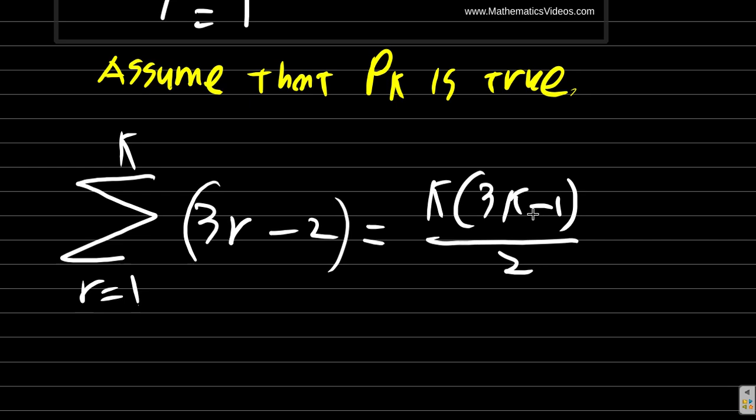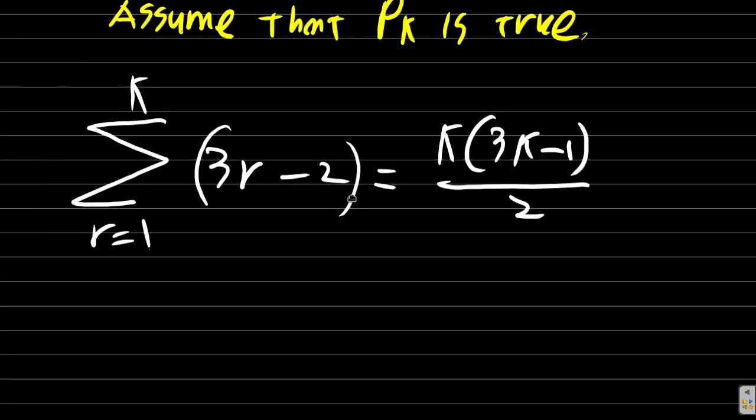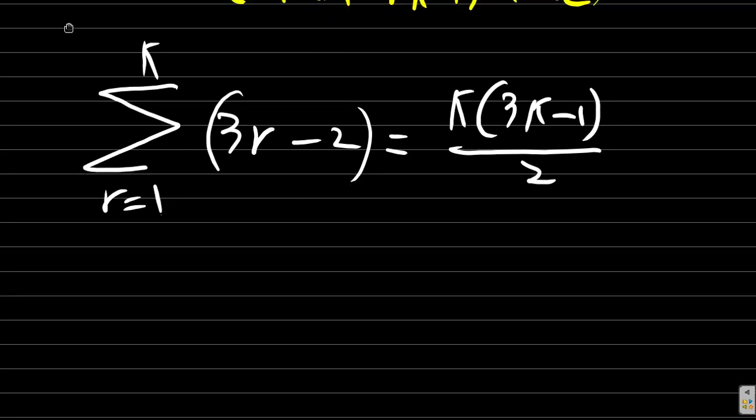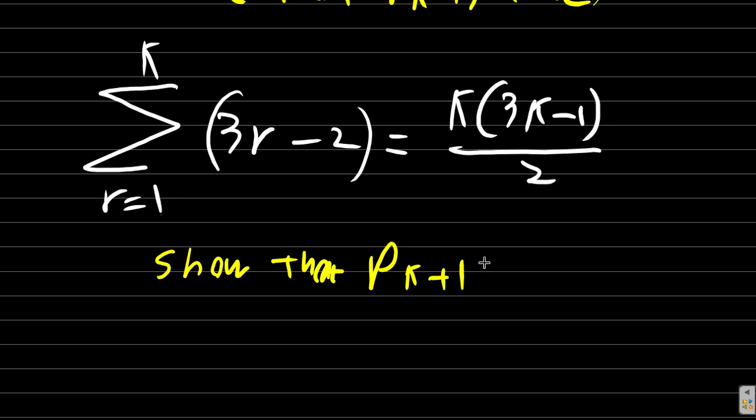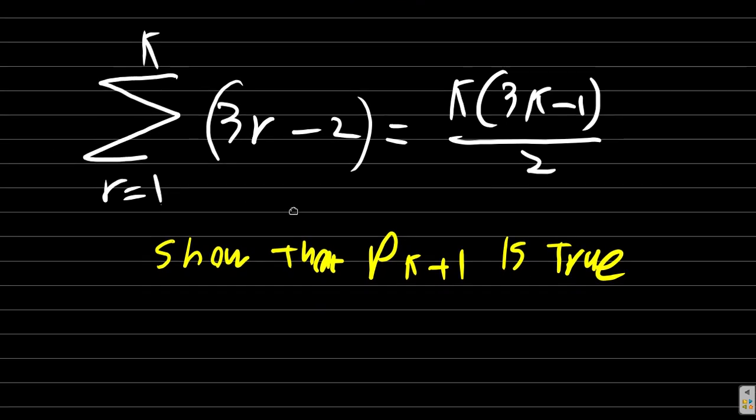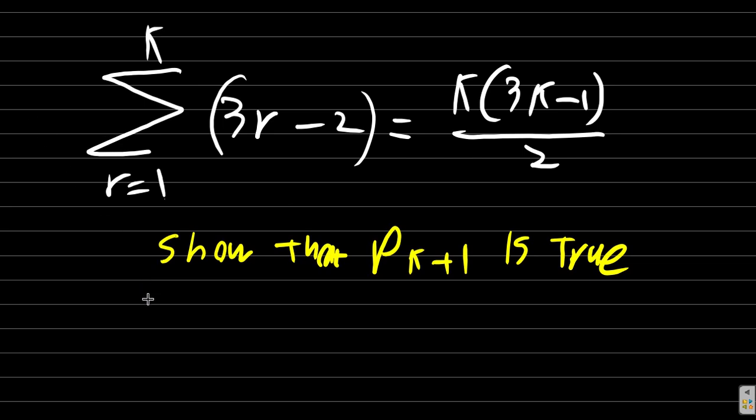Now the thing is, you are faced with the question, what happened to the number after k? So, what you must do now, show that pk, the number after k is k plus 1. So we'll show that pk plus 1 is true. Alright? Now, what's going to happen is that k becomes k plus 1.